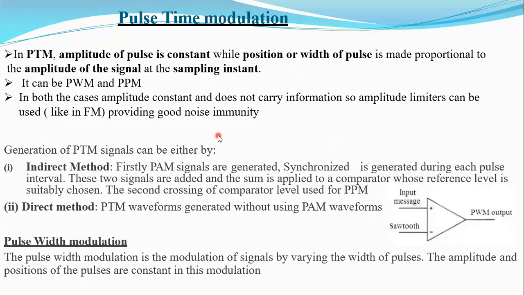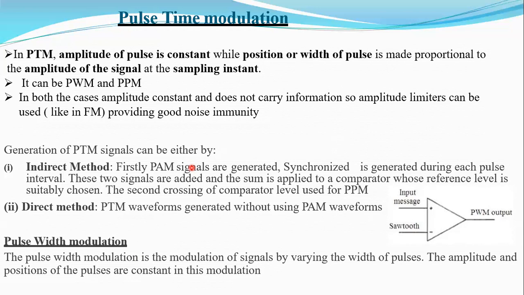And the next we have is pulse time modulation. So in this pulse time modulation, the amplitude of the pulse is constant, while the position and width of the pulses are made proportional to the amplitude of the signal at the sampling instant. It can be pulse width modulation or pulse position modulation. So in both cases, amplitude becomes constant and does not carry any information. So amplitude limiters can be used for providing good noise immunity.